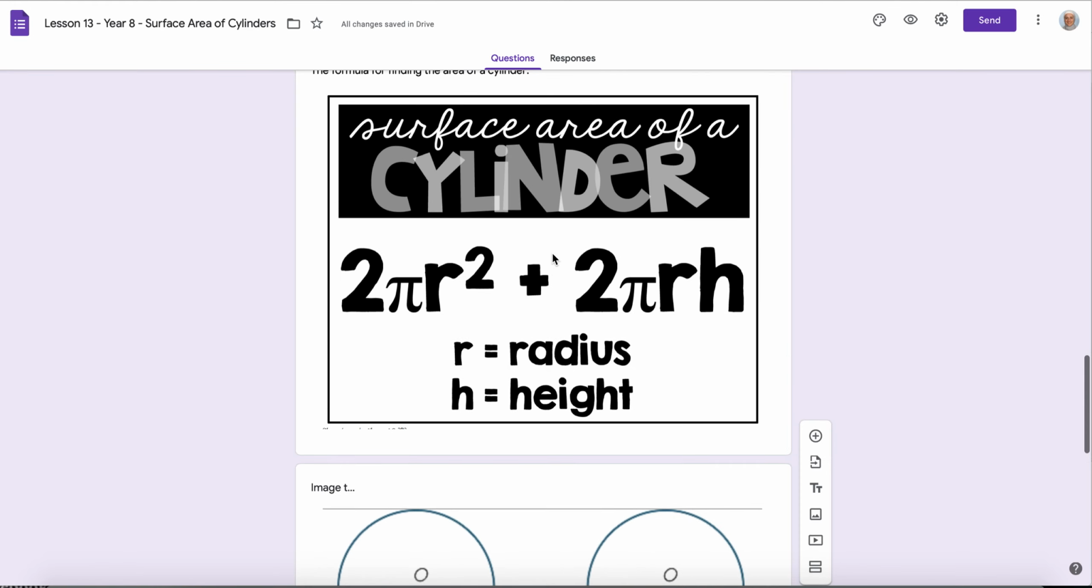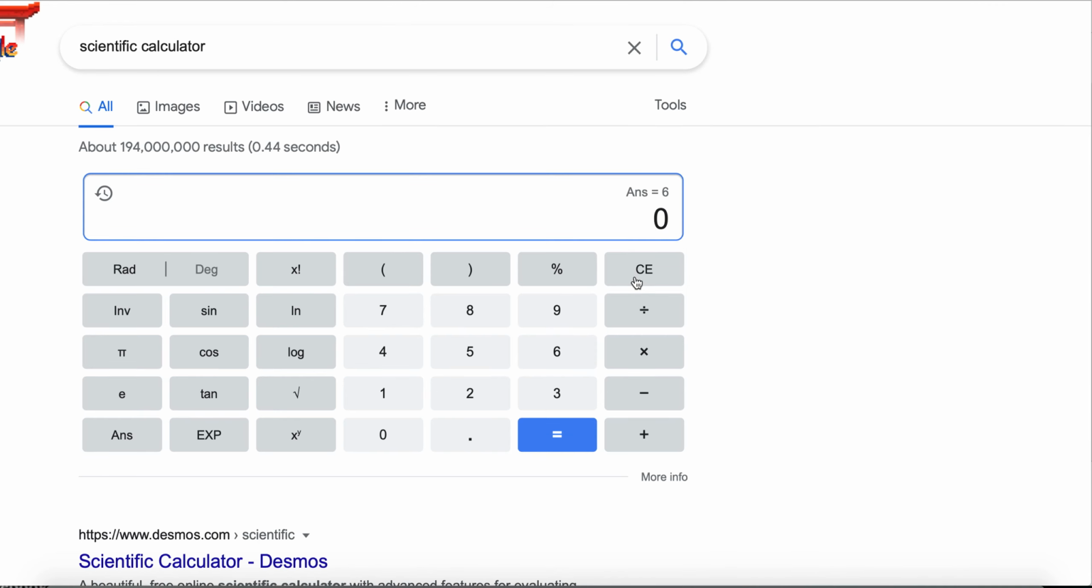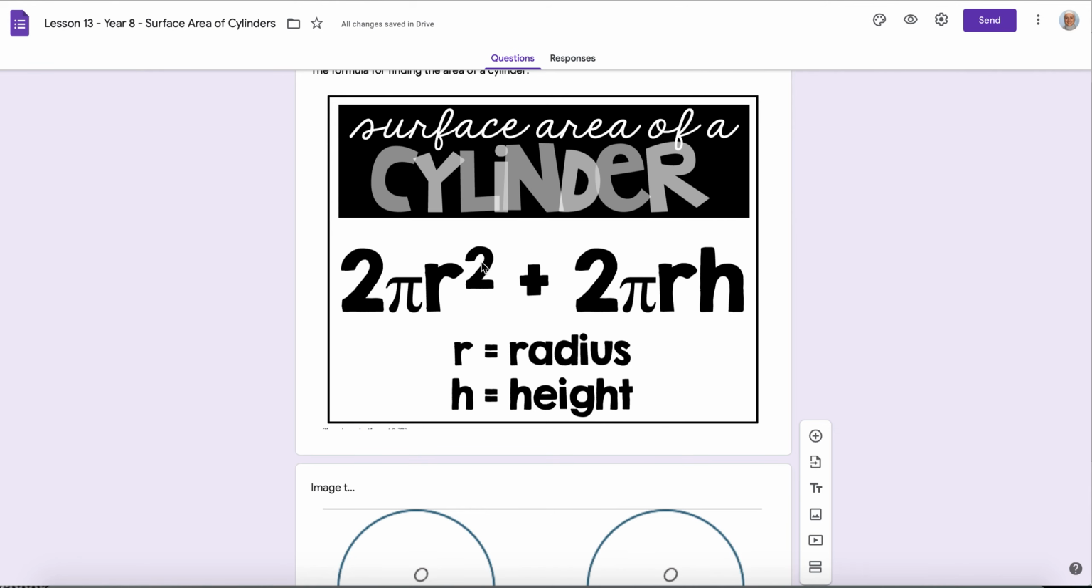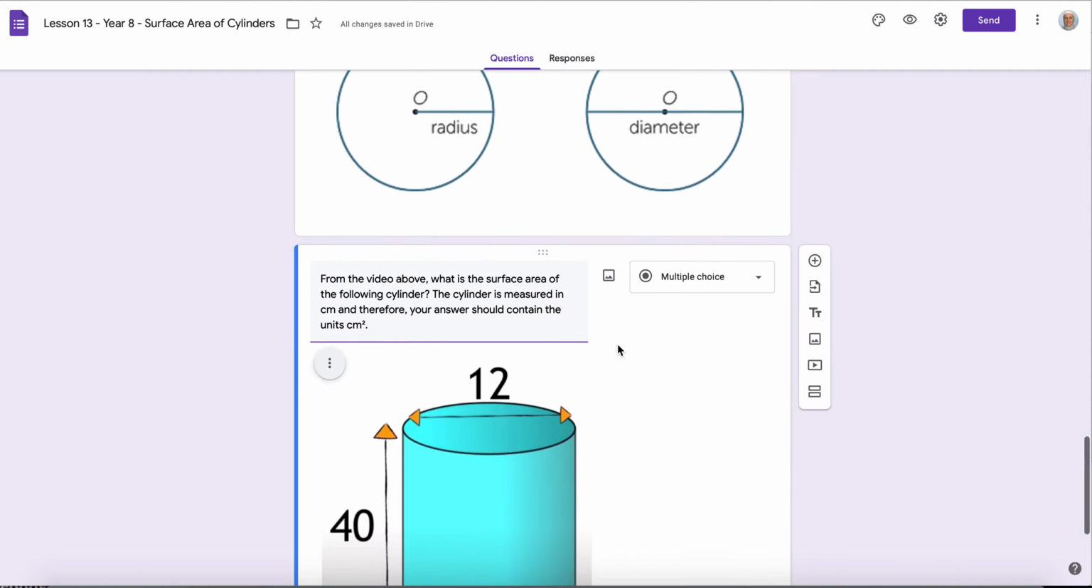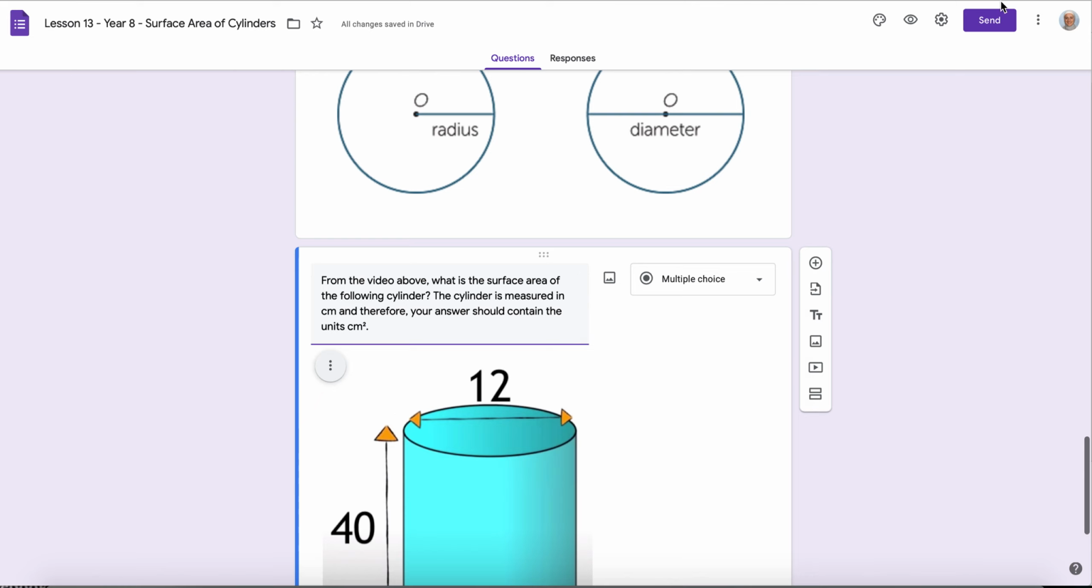So using this formula, we're going to go back to our calculator. 2 pi r squared. So that is like saying 2 times pi times r. r was 6, remember? Squared. So we need the little squared. And then put that equals, okay, we've got the first part of our answer, 2 pi r squared, plus 2 times pi times r times h. So r was 6, remember, because it was half of 12, and h was 40.